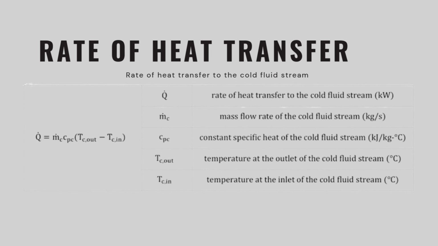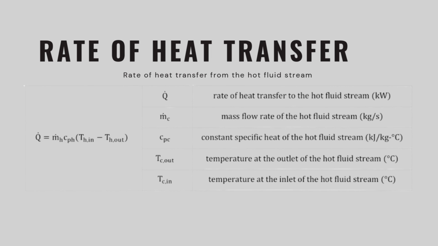Here's another way of solving for the rate of heat transfer. This time we're gonna use the mass flow rate and the constant specific heat of the working medium, this time for the cold fluid stream. For the hot fluid stream, we're just gonna flip the outlet and inlet temperature, since the hot fluid stream will be losing temperature in order to heat up the cold fluid stream.